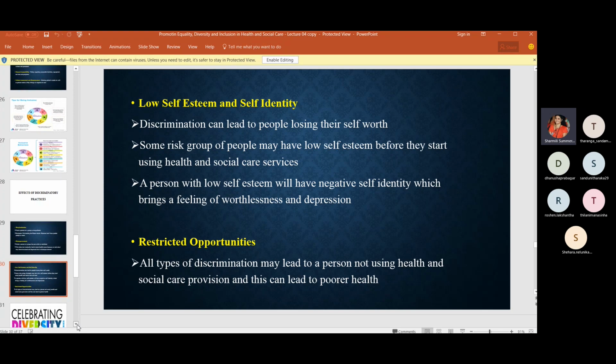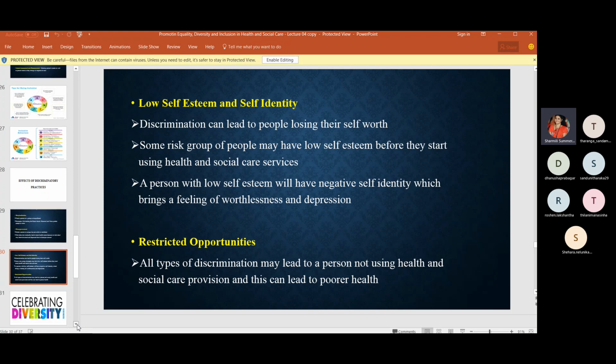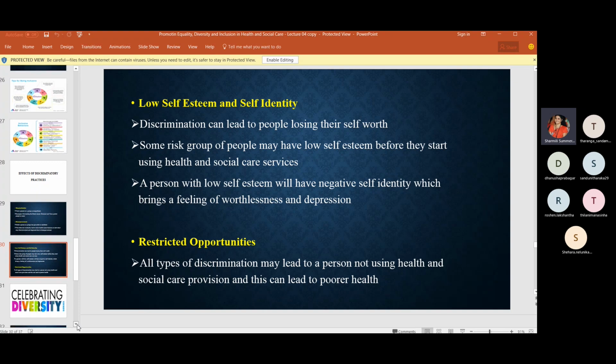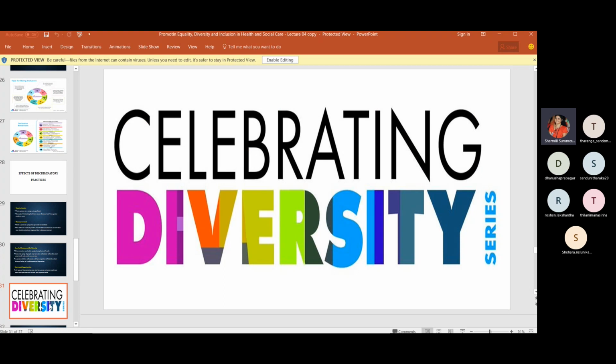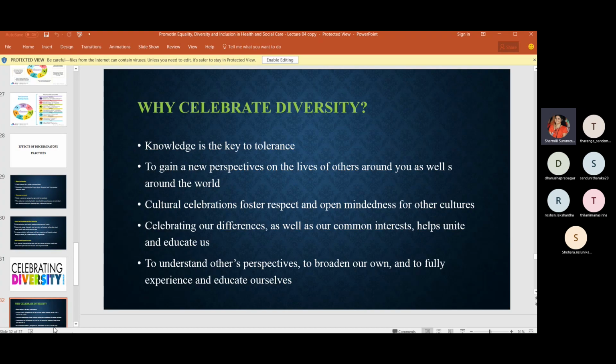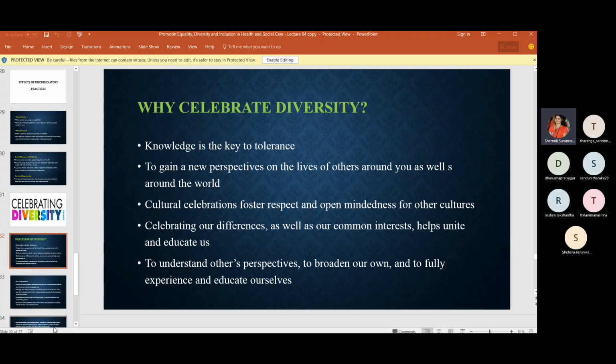Then our final part is celebrating diversity. We said that each and every person is diversity, and we are also discriminating against a person depending on that diversity. We are discriminating because he or she, or a particular group, has that particular uniqueness. But although we are discriminating, we are also celebrating that diversity. So what is the importance? Why do we need to celebrate this diversity? Here are some of the importance of celebrating diversity.